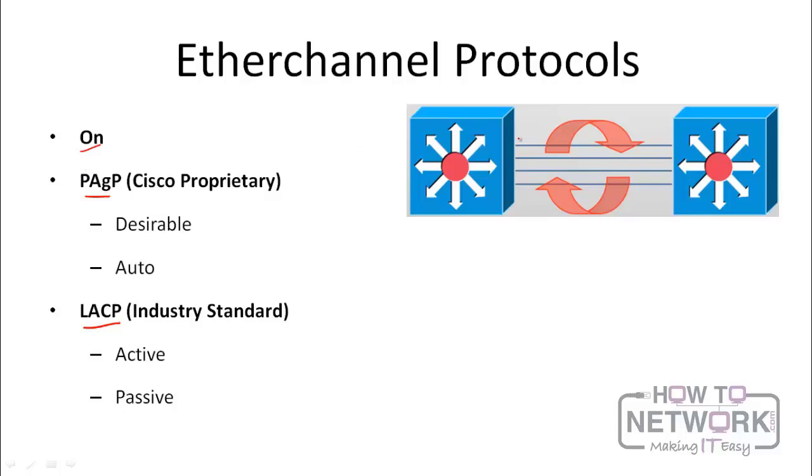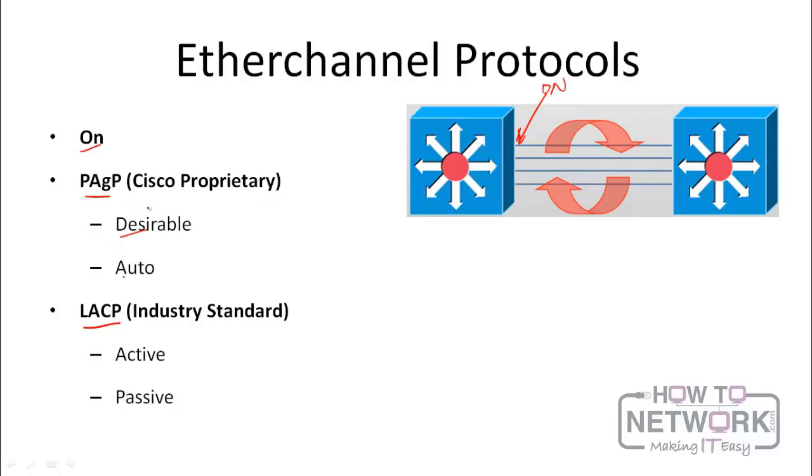But the problem with turning it on is that we turn Ether Channel on here and forget to turn Ether Channel on the other end. This side will just believe it's an Ether Channel, it will start load balancing, and the other side would not be expecting this kind of packet. So the Ether Channel would come down, and the physical interface would have issues. But when you use PAgP or LACP, they actually negotiate and try to form an Ether Channel. And if they don't form an Ether Channel, the physical interface can still work.